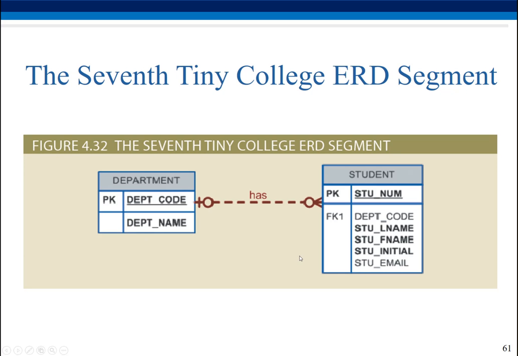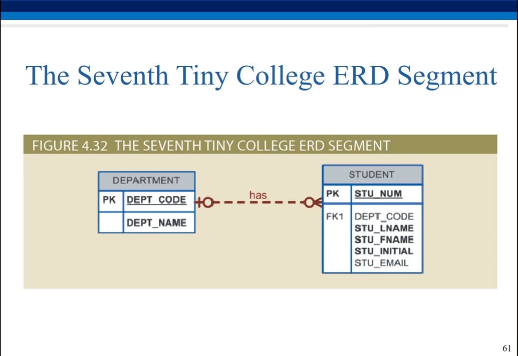Okay, now we have the 7th segment in here, and we have department and student. Now, in this particular case, think of department really as major. A student may have only one major, but in this particular case, he's not declared his major. Therefore, it's 0 to 1. The business rules determine that. It could be 1 to 1. Maybe a student, before he's allowed to enroll, has to declare his major.